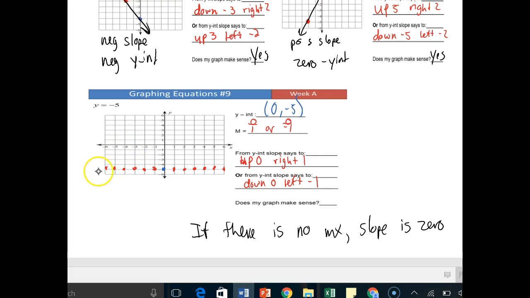And we get this beautiful horizontal line. Oops, mine's a little off there, sorry about that. But horizontal line at y equals -5. At every point on that line, y is equal to -5. That's why they say that. So we got a 0 sloping line. Yes, obviously, my graph makes sense because this is a 0 slope. Okay? That's the end of part 2.